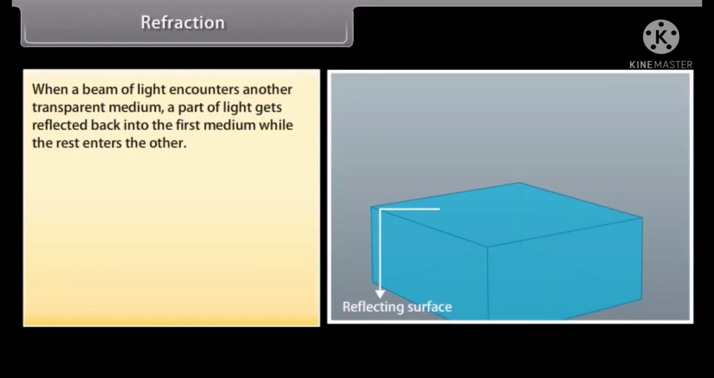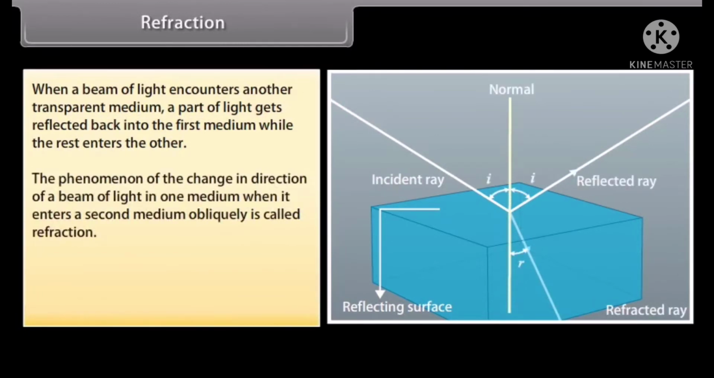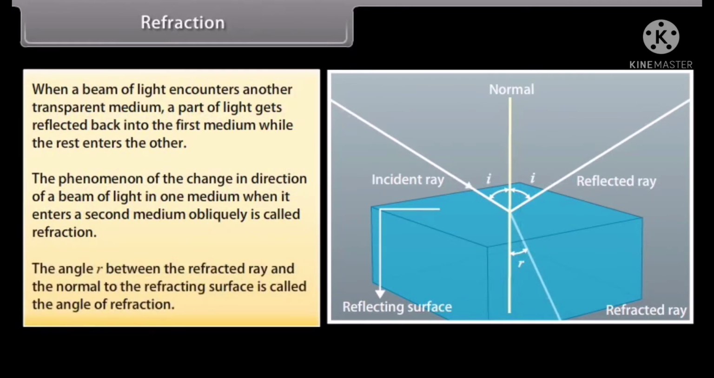Refraction. When a beam of light encounters another transparent medium, a part of light gets reflected back into the first medium, while the rest enters the other. The phenomenon of the change in direction of a beam of light in one medium when it enters a second medium obliquely is called refraction. The angle r between the refracted ray and the normal to the refracting surface is called the angle of refraction.